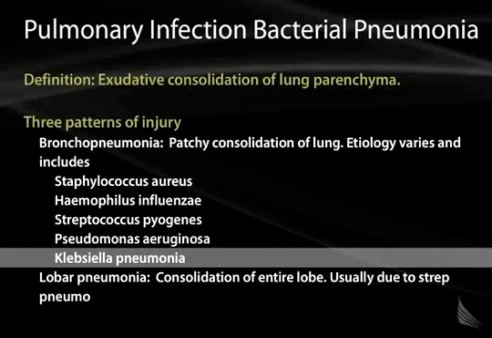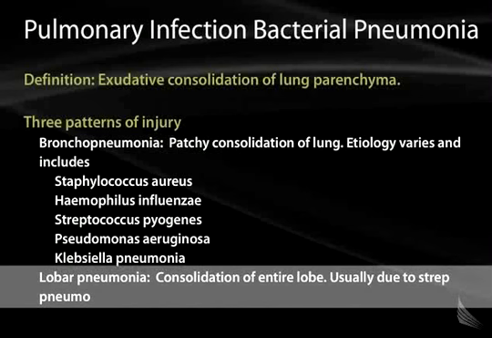These 5 entities are the most common causes of your normal community-acquired pneumonias. Lobar pneumonia is consolidation of the entire lobe and is usually due to Strep pneumoniae, but can still be due to any of these other bacterial pathogens.